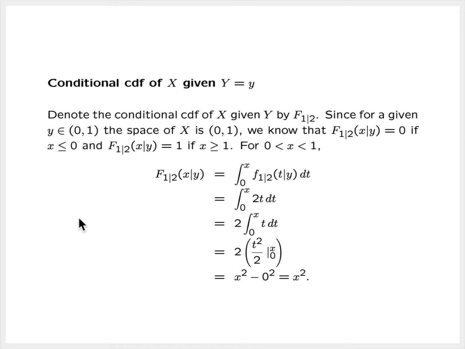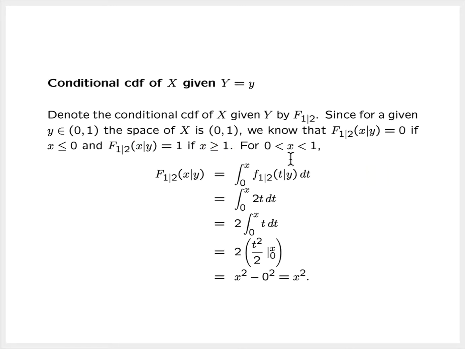Okay, and then to derive the conditional CDF of x given y, we'll denote it first by cap F, a function of the first variable given the second. And since for a given value of y in the unit interval, the space of x, again, is the unit interval, we know that the conditional CDF of x given y is going to be 0 if we evaluate it at any value of x that is less than or equal to 0. And it's going to be equal to 1 if we evaluate it at any value of x that is greater than or equal to 1.